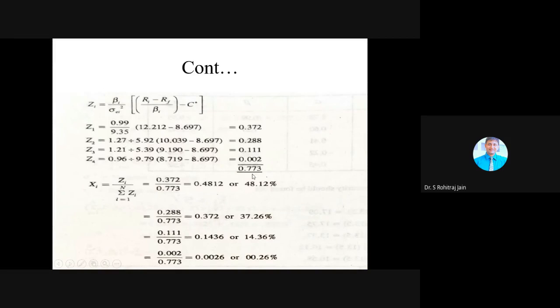And the summation of this will give me 0.773. And the proportion of funds xi is equal to how much? Zi divided by summation of i is equal to 1 to n of Zi, that is 0.372 divided by this value. I get 48.12. Similarly for x2, x3, x4. So what are these? These are the proportions of funds that have to be invested in each security.